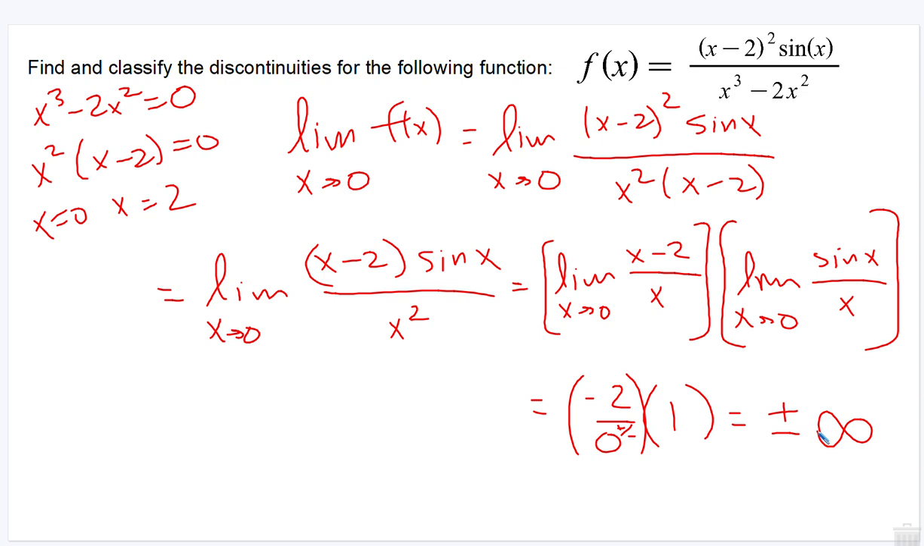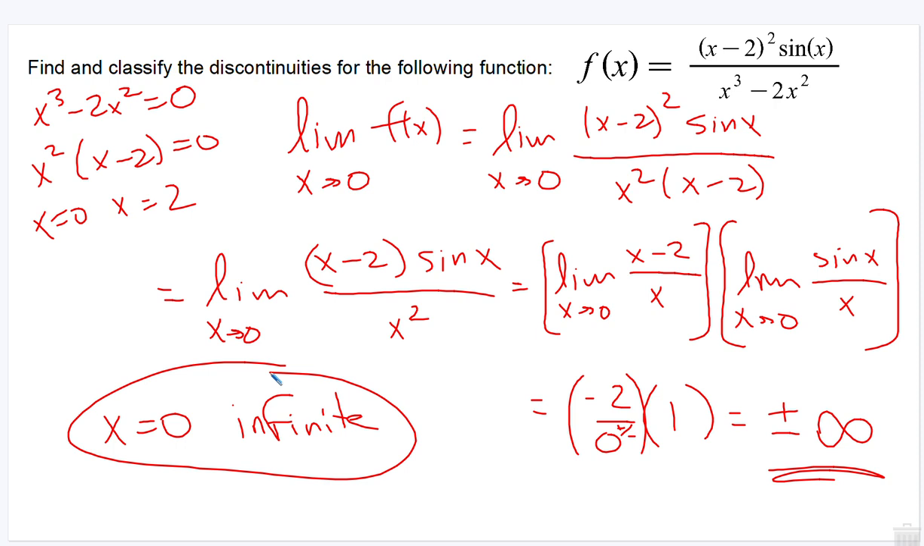Right? Because we just have negative 2 divided by an infinitely small number. And whether that number is positive or negative depends on which side we're coming from. We didn't do it as a two-sided limit. We could have done it as one-sided limits. We could have done each one-sided limit and found which side was infinity and which side was negative infinity. But that's not really pertinent to what we're doing. All we care about is, is it infinity or negative infinity? Yes, it is. Therefore, x equals 0 gives us an infinite discontinuity this time.